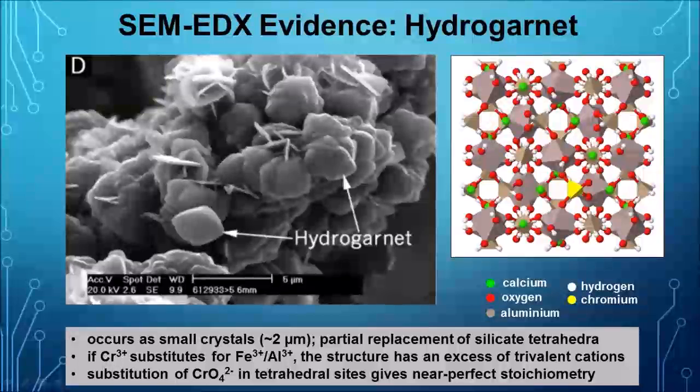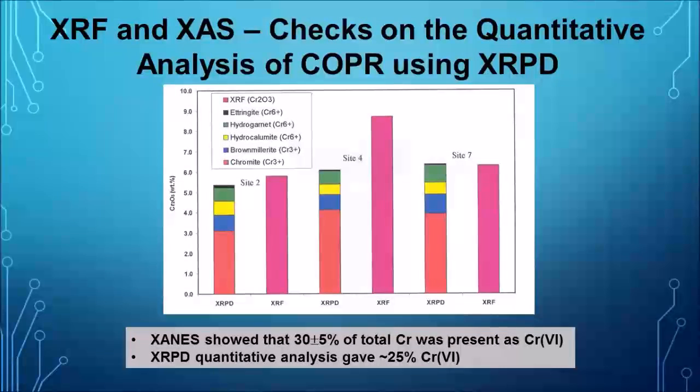So we then looked at another way of confirming that we had got our quantitative information correct. Because we had that uncertainty with the hydrogarnet, we turned to X-ray fluorescence, which gives us elemental totals. And what I'm showing here in these bars, first of all, is the sum of all the chromium from our X-ray diffraction data. So adding up what we know about the material from XRD, and then comparing that with total chromium from XRF. And in the main, we get very, very good agreement. There's a little bit of discrepancy in site 4, but in the main, we get a very good match between our two ways of working out total chromium.